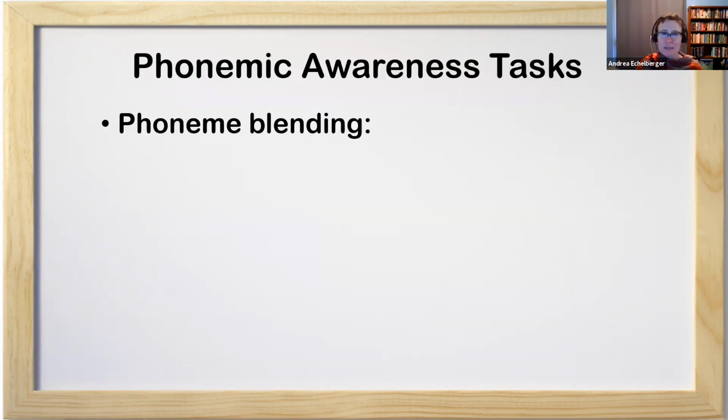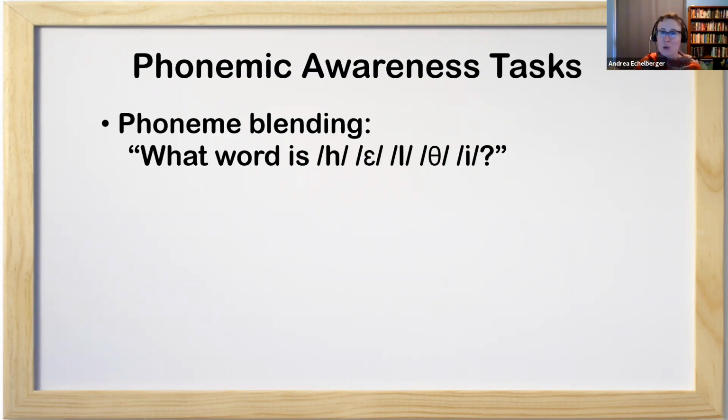So some other tasks are things like phoneme blending. And if you're wondering like, this is a lot, what should I really spend time on to help learners with decoding? Phoneme blending. So phoneme blending is so huge. Doing it verbally would be saying something like, what word is e, l, f, e, and then having learners be able to say healthy.